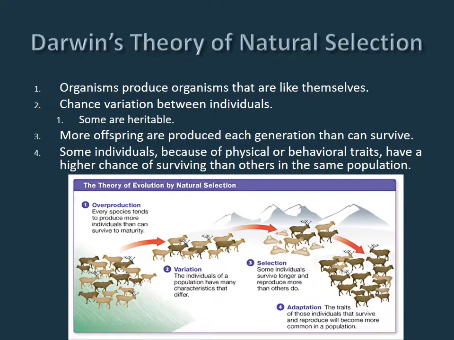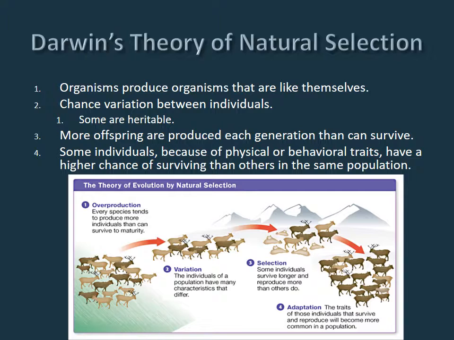So let's look at what exactly natural selection is. Darwin's theory has these 4 components to it, and one is that organisms produce organisms that are like themselves. So you now know that this is because of genes, and that your genes get passed on from you to your offspring, making your offspring have traits like you. But he just knew that organisms have organisms that are like themselves.